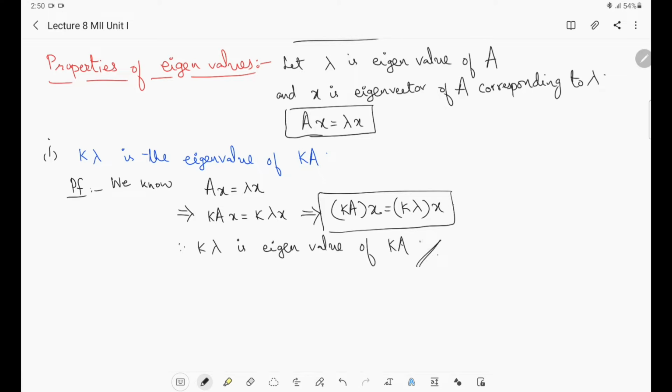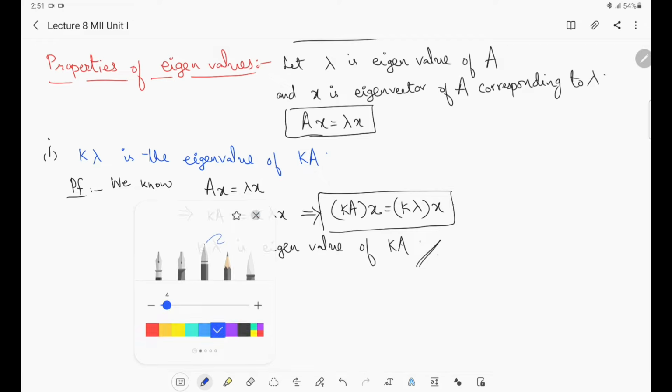Why is it so? Because if lambda is the eigenvalue of A, then Ax will equal lambda x. Here, kA into x is equal to k lambda into x. What is the meaning of this? Then k lambda will be an eigenvalue of kA. If lambda is the eigenvalue of A, then this relation will hold, and this relation holding means k lambda is the eigenvalue of kA. So we have proved the first property.